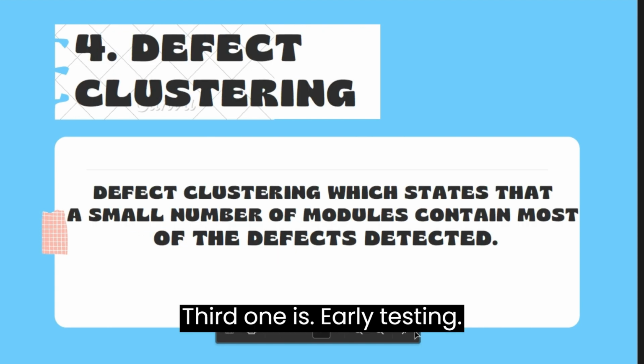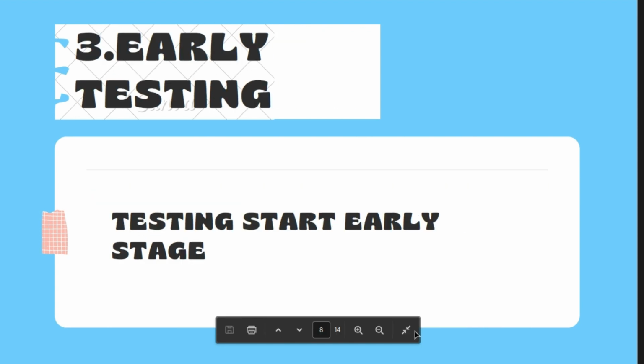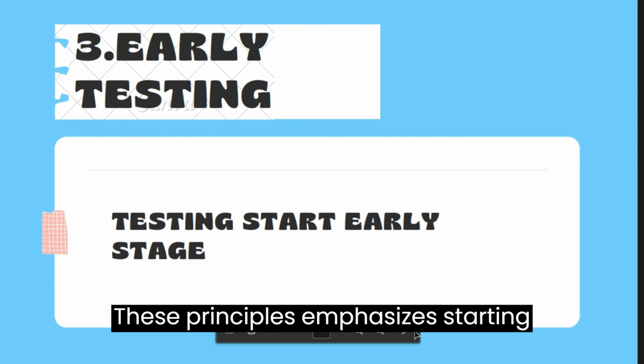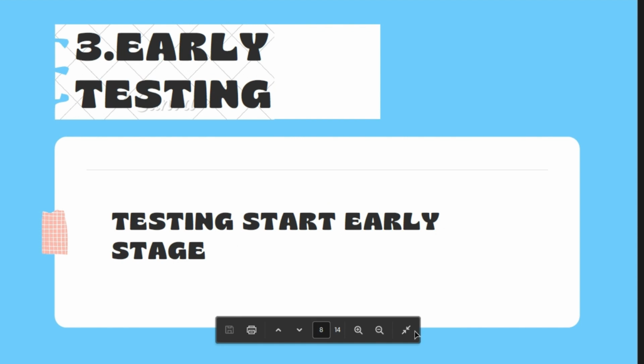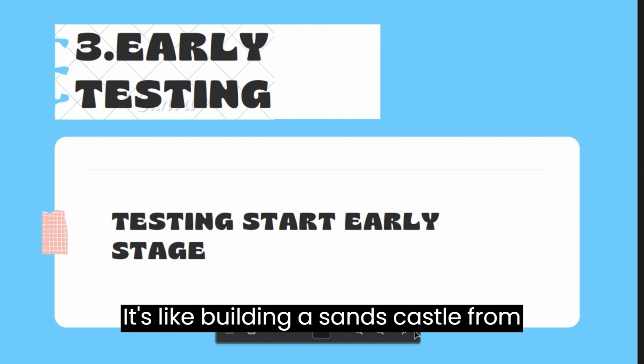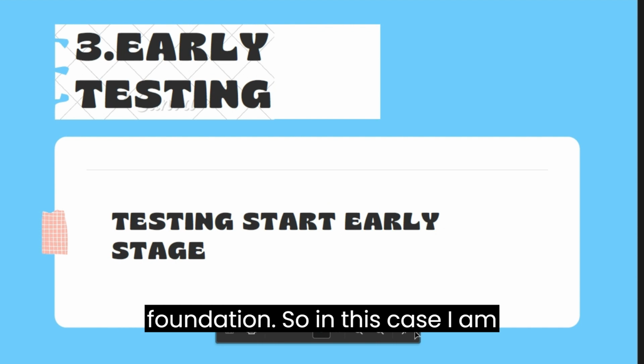Third one is early testing. This principle emphasizes starting testing as early as possible in the software development process. It's like building a sandcastle from the bottom up, starting with a strong foundation.